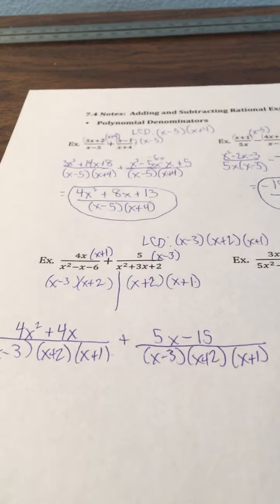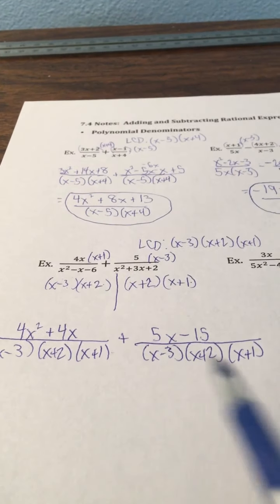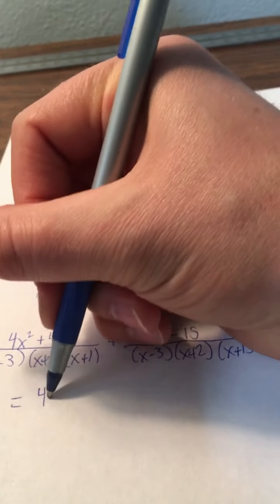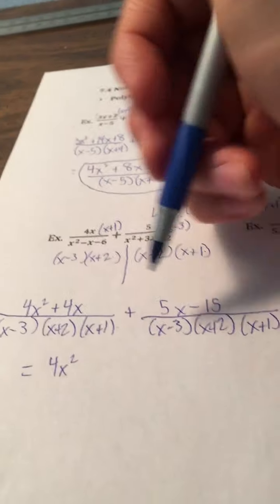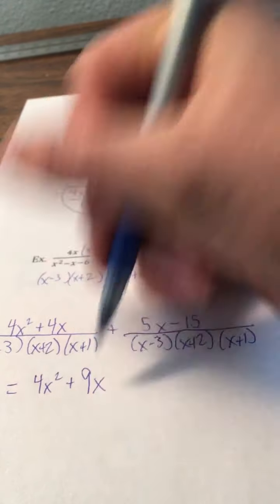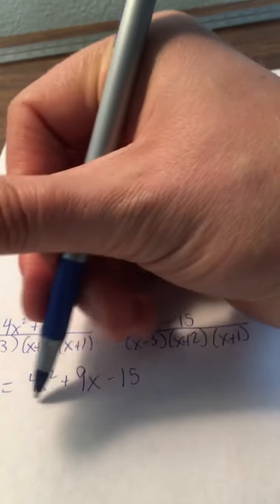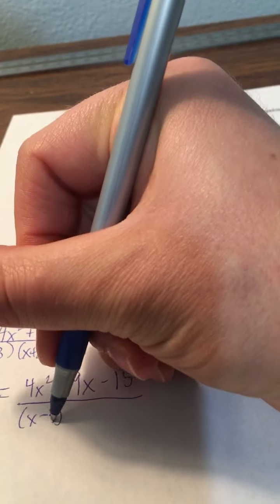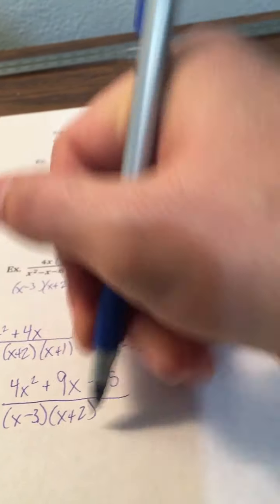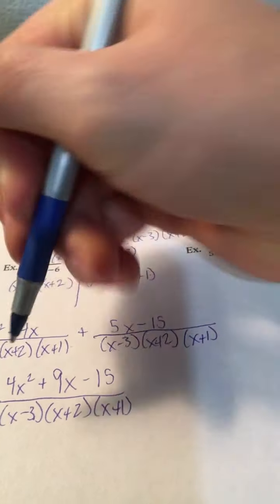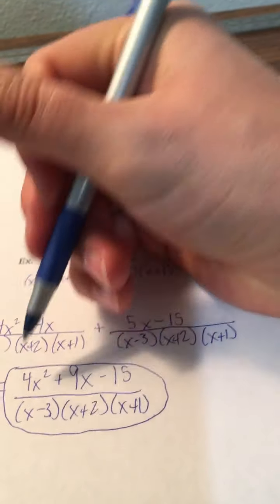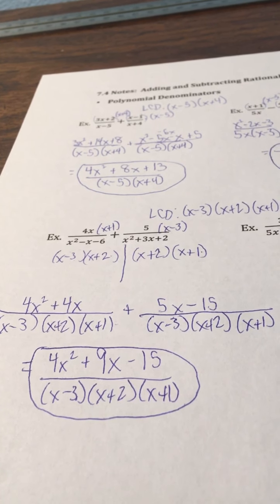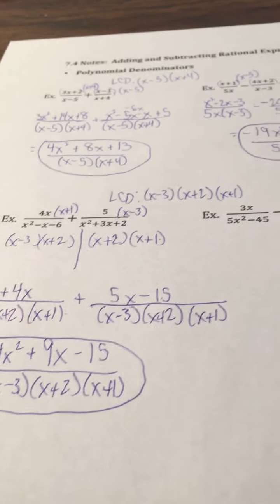Now we have our common denominator. The hard part's done. Now it's just combining like terms. And so my final answer, I have 4x squared, 4x plus 5x will give me plus 9x, and then I have minus 15 all over that big long denominator. X minus 3, x plus 2, x plus 1. All right, that one was a little more complicated. Now, last problem.